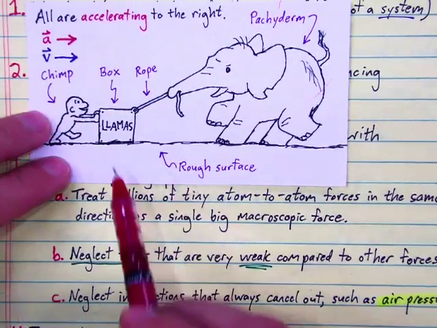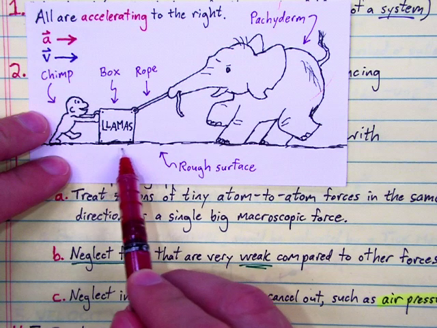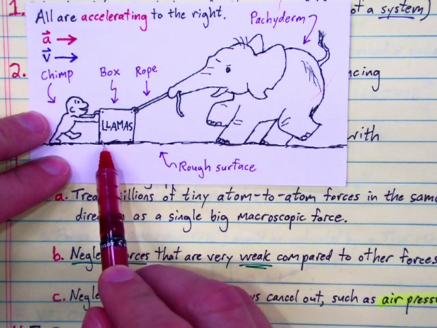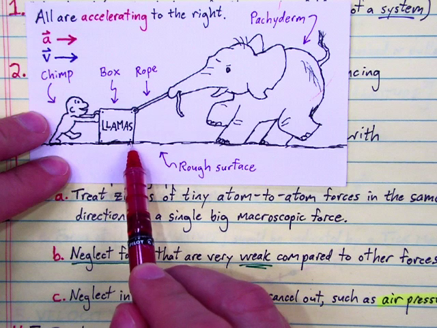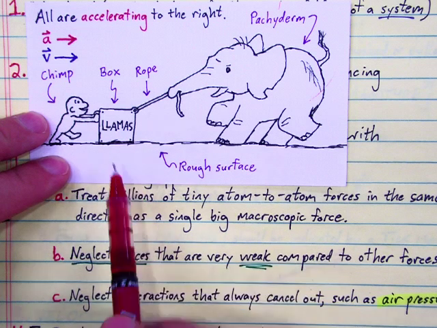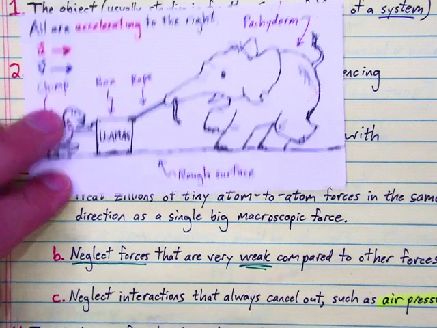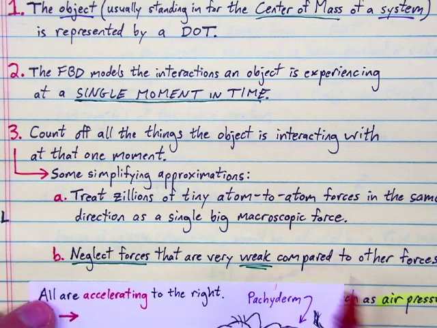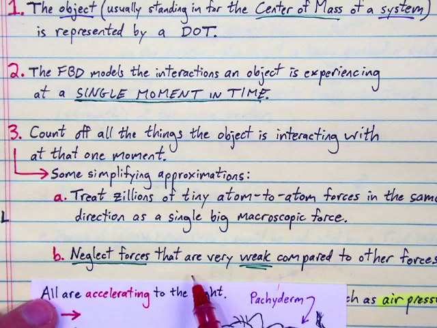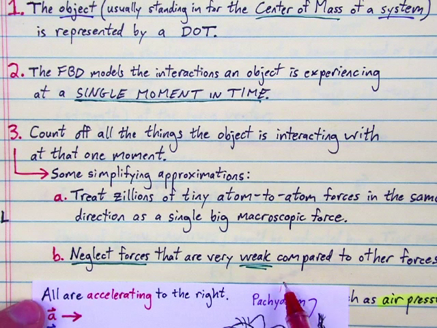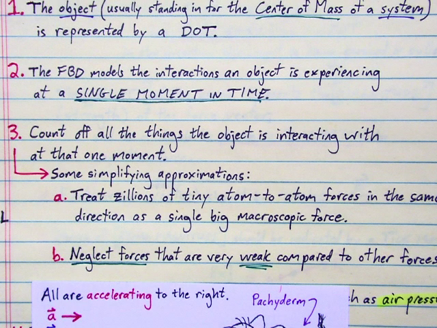So for instance, all the zillions of atoms in the surface here that are pushing up on all the zillions of atoms in the bottom layer of the box, we can represent those as one single upward force from the surface pushing on the box. B. Neglect forces that are very weak compared to other forces. This is often true of air drag on slow-moving objects and almost always true for gravitational interactions with anything other than the Earth.